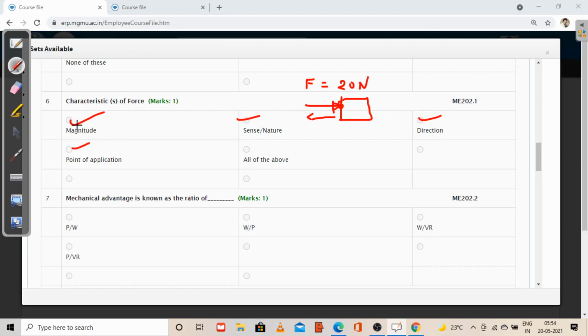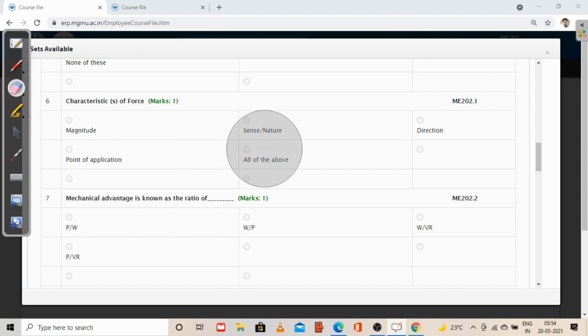So you cannot click any single option here. There is another option you have, that is all of the above. So this is the right answer for characteristics of force. These are all characteristics of force. So the answer is all of the above.